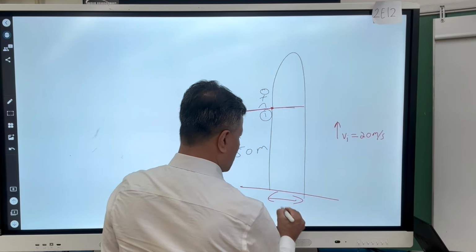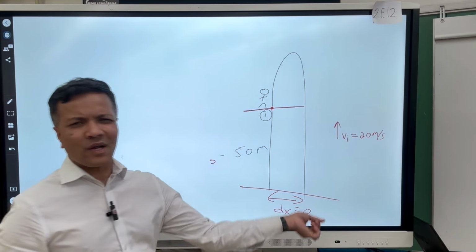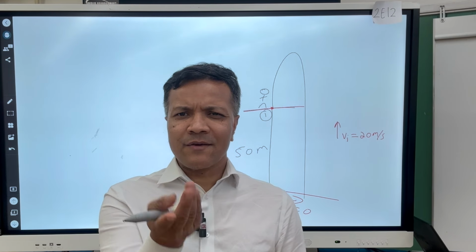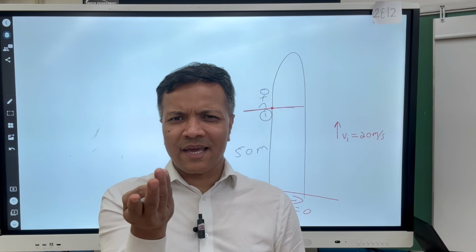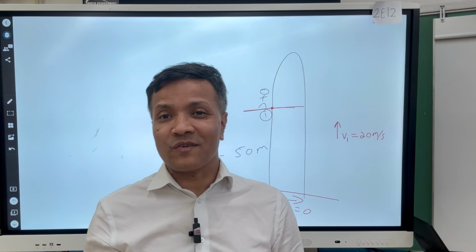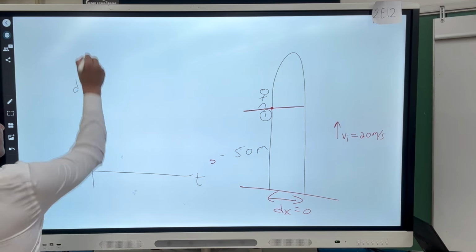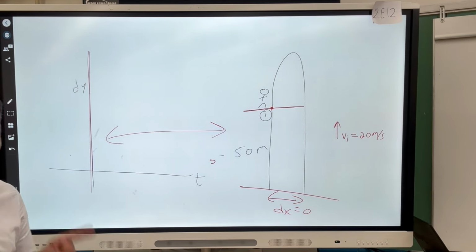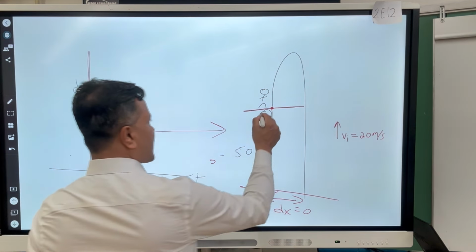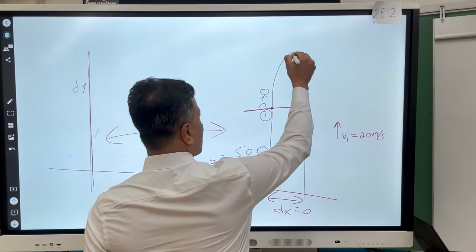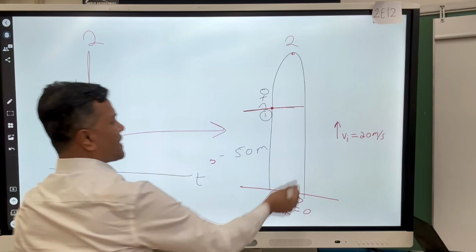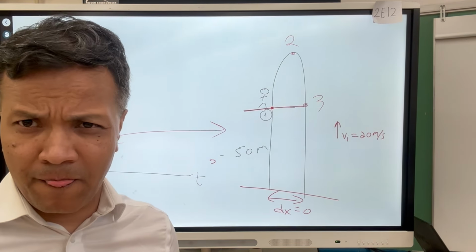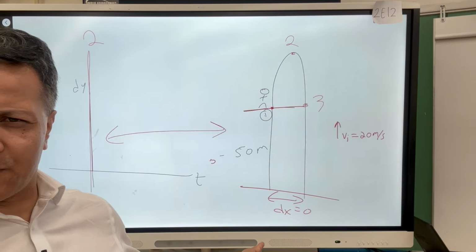By the way, what is the range? The range is 0. It looked like the range is not 0, but the range is 0. Look, this is what happened. If I throw this object and it lands on my hand, then how much does it move in the x direction? 0. Okay, this is close to what it should look like. But if I draw it like this, then I can call it location 1, no problem. I can call it location 2, no problem. But I cannot call it location 3. Then location 1 and location 3 would look the same. So I'm going to exaggerate a little bit.